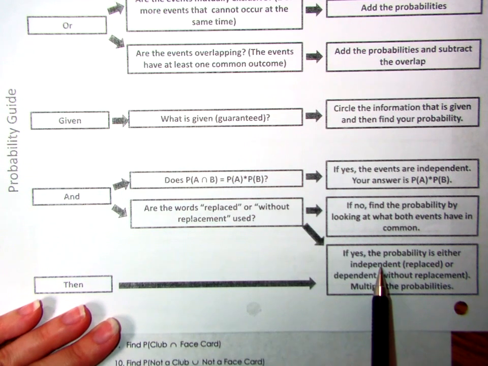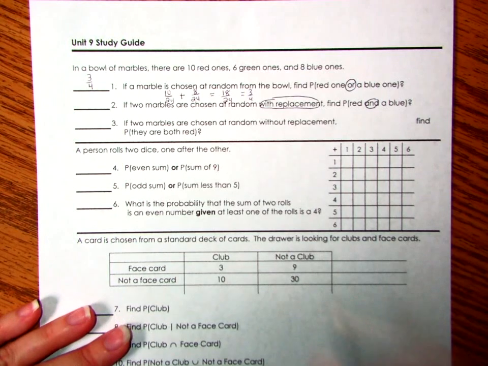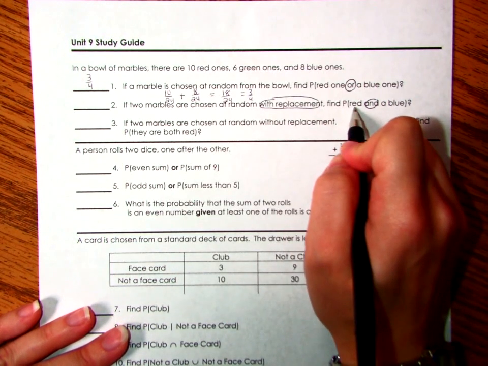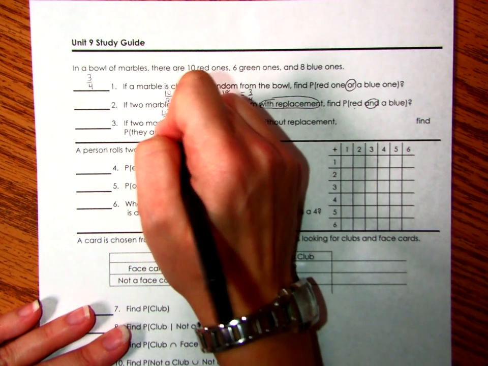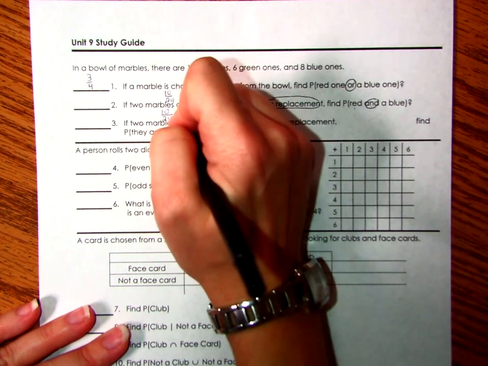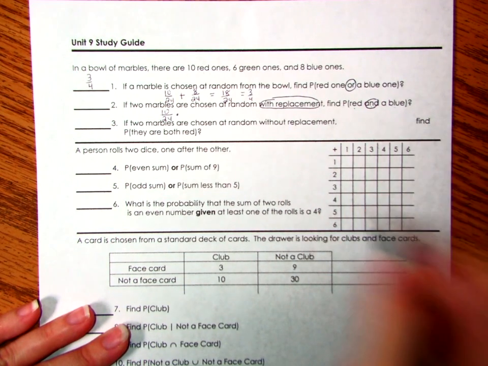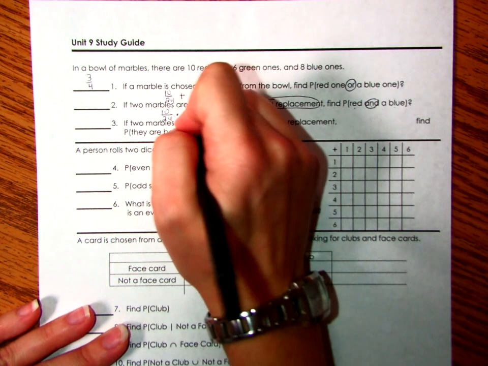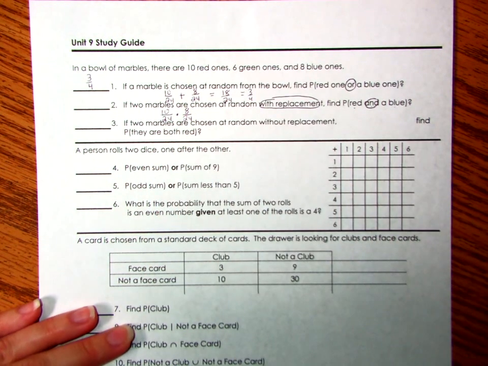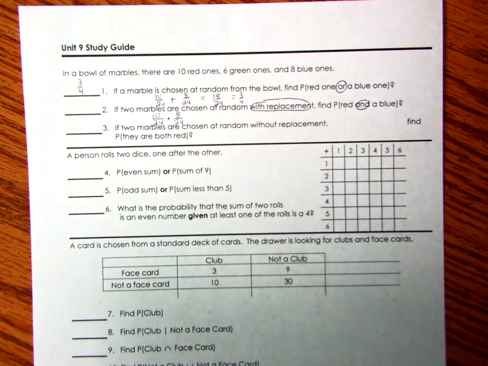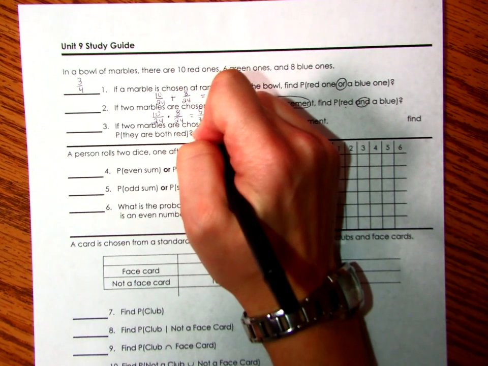So what are we supposed to do? We're supposed to multiply the probabilities. So here we go. We're going to find the probability of getting a red. There are 10 red ones out of 24 marbles. That means we're going to multiply, so times the probability of getting a blue. So the probability of getting a blue, there are 8 out of 24. So you're going to multiply straight across, and then you're going to simplify this. And when you do, you're going to get 5 out of 36.